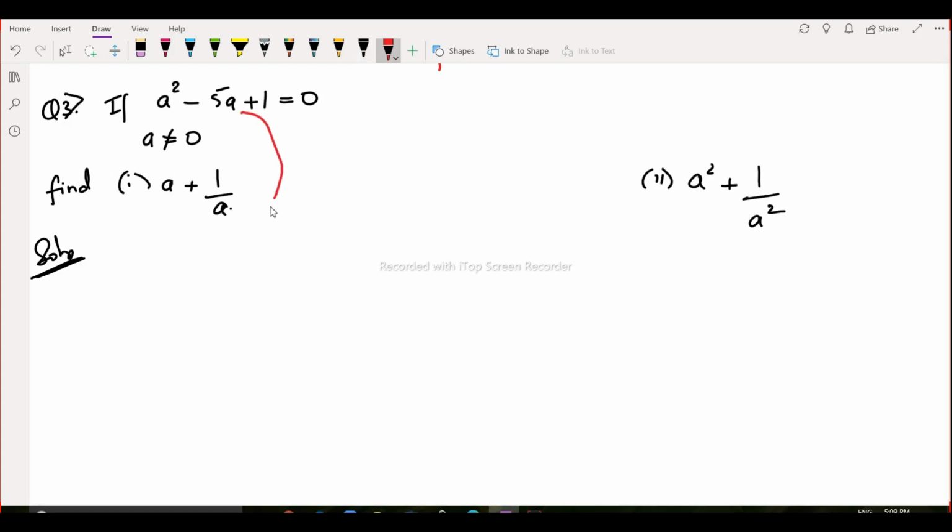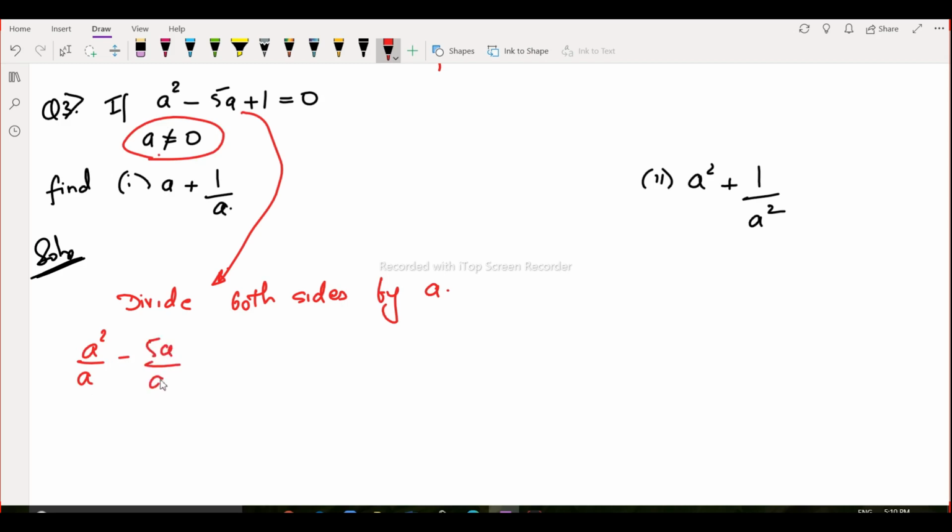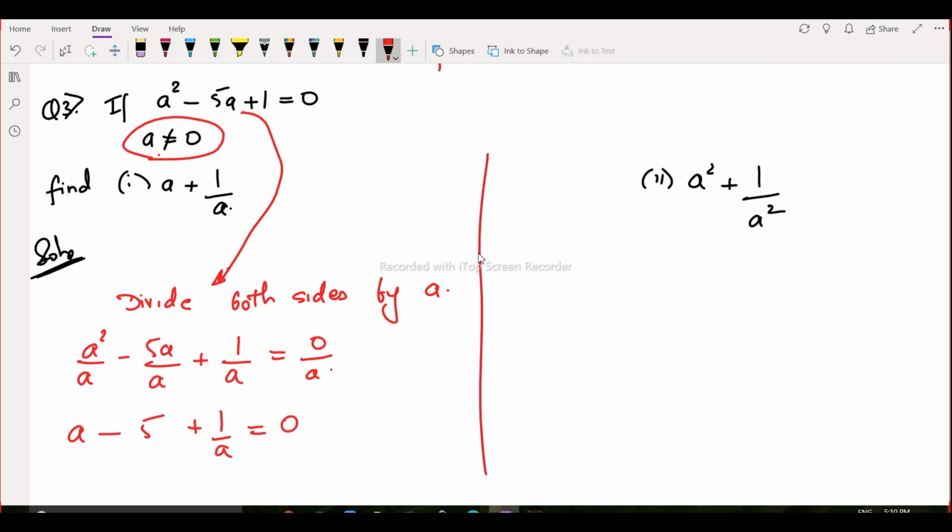So now we have been given this equation. So how to get 1 by a? The best way to get 1 by a is if you divide both sides by a. Why can we do it? Because a is not equal to 0. So we'll have a square by a minus 5a upon a plus 1 upon a equal to 0 upon a. So what we get is a minus 5 plus 1 by a equal to 0. So now we get a plus 1 by a equal to 5. So we get the first answer, right?